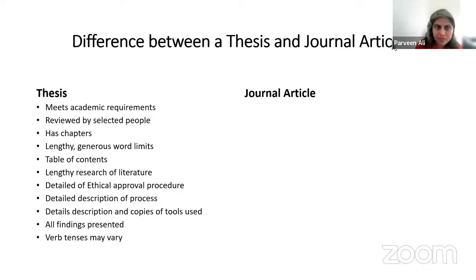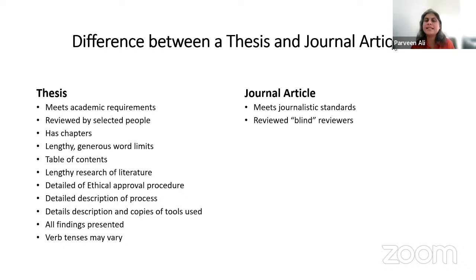That's what you get. Now, if you compare it to a journal article, it's written for a different audience. So it should meet journalistic standards and it's reviewed by blind reviewers. What that means is that once you've submitted it, it has to go through the selection of the editor, and the editorial assistant would have to see to make sure, does it meet the author's guidelines of the particular journal? Is it in the scope of the journal?